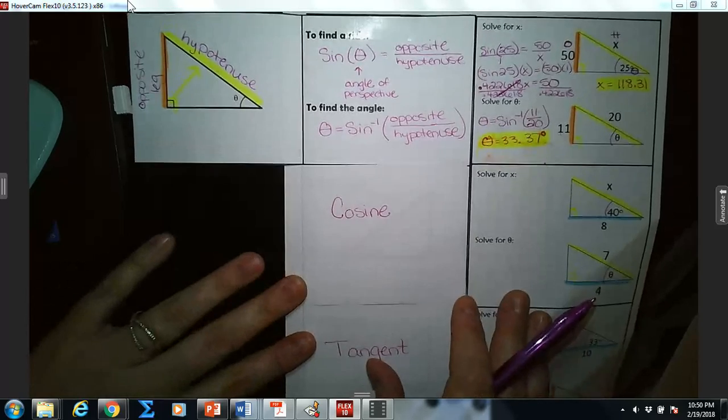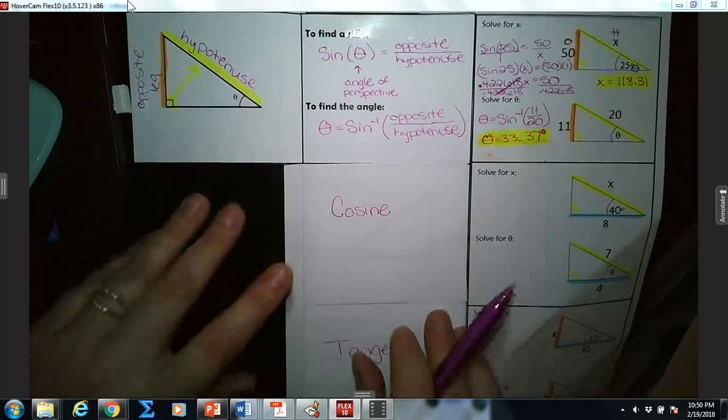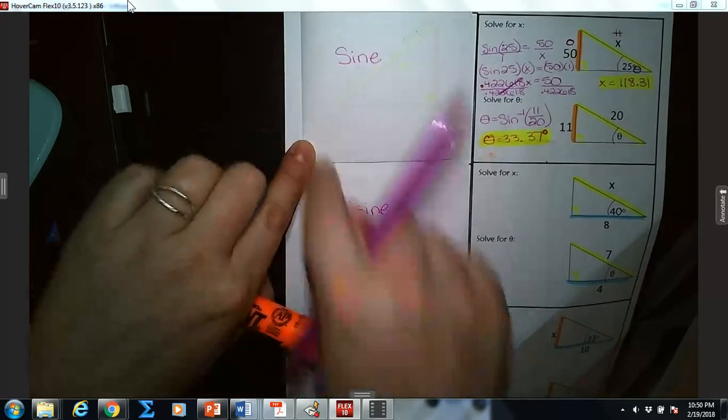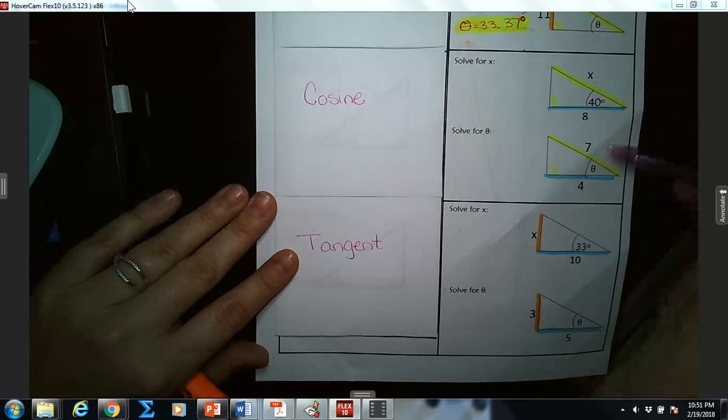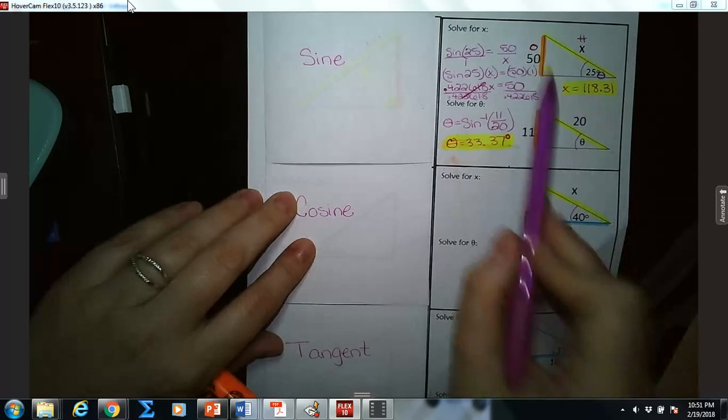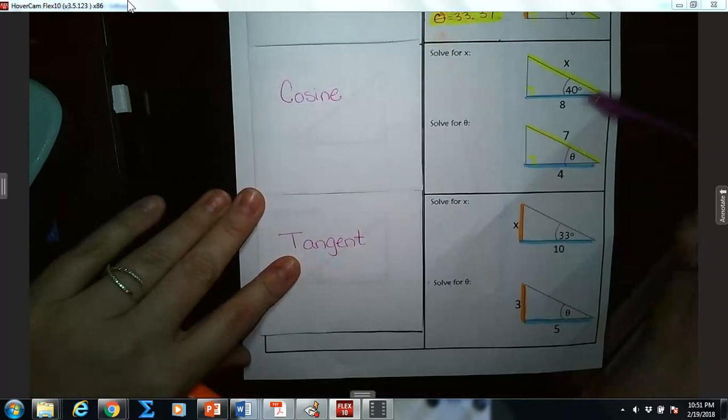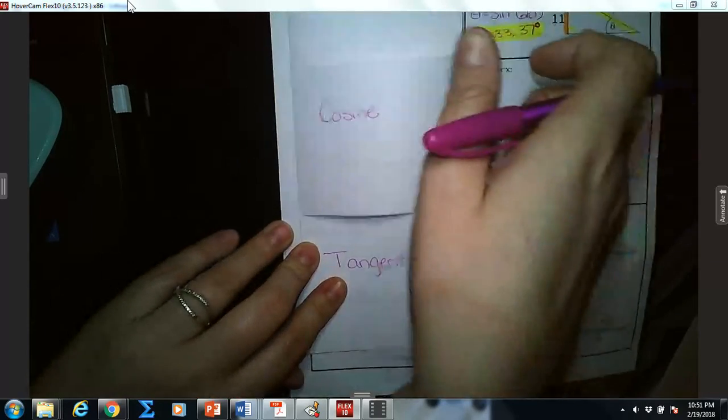All right, next we're going to look at cosine. I'm going to close this up so we don't have too much to look at. Cosine uses a different pair of angle sides. Remember, sine uses the opposite and the hypotenuse. Cosine uses the adjacent and the hypotenuse. So that's the first thing we need to write down. Make sure you have it in your notes.